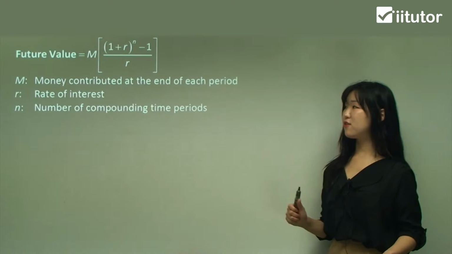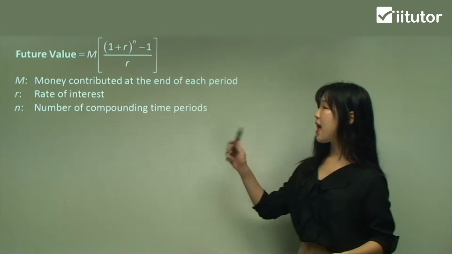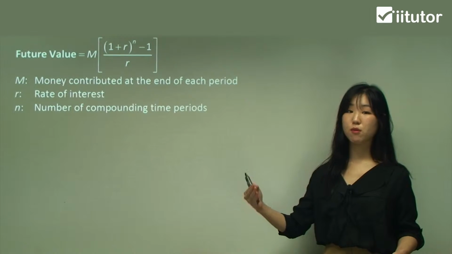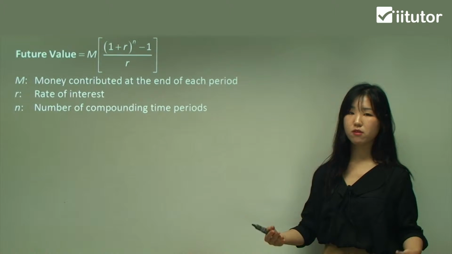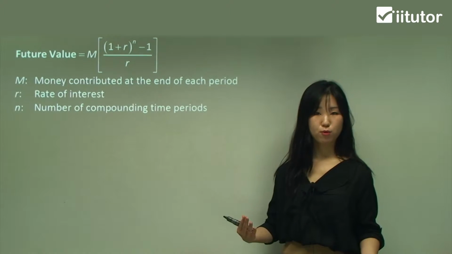So this is the future value formula, guys. Try to be very familiar with it. Basically, M is the money contributed at the end of each period. So how much you invest every period, every year, every month, every fortnight, depending on your period. M is your regular contribution.